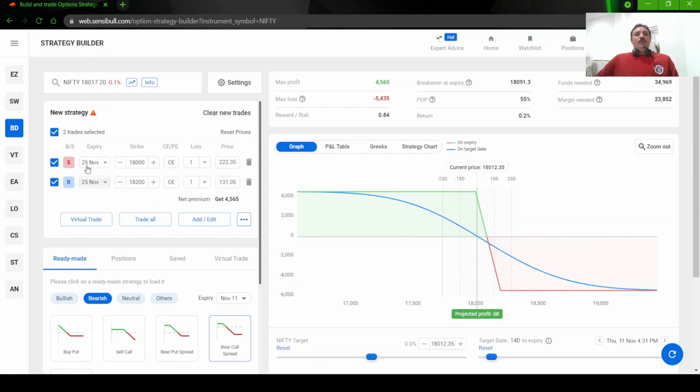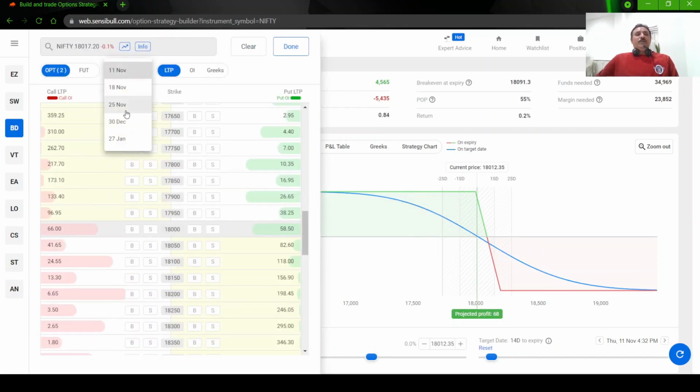Right now what we have, 25th of November, 18,000 call sell and 25th of November, 18,200 call buy. So let us go and buy a 18,300. Consider that now the market started going up and you start getting losses. See, the market tomorrow it will open at 18,150 and your strategy will start giving loss. So how to adjust this is to provide another call on a higher side so that the entire strategy changes to bullish.